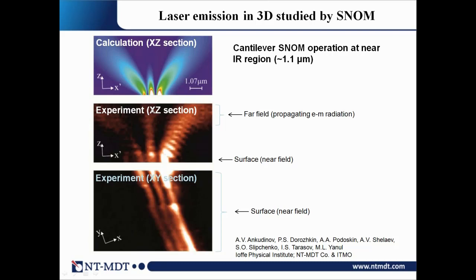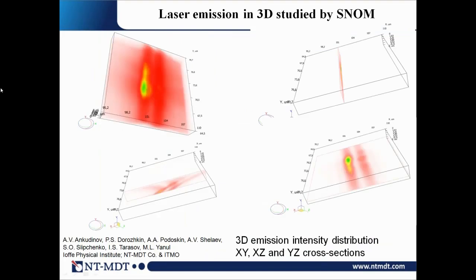The calculated XZ emission cross-section and the experimental one correspond with each other very well. Actually, these cross-sections were generated from complete three-dimensional data that was first measured. This is the overall 3D intensity map of light on the top of the semiconductor laser, and the data I showed on the previous slides was just cross sections of this overall three-dimensional data cube.